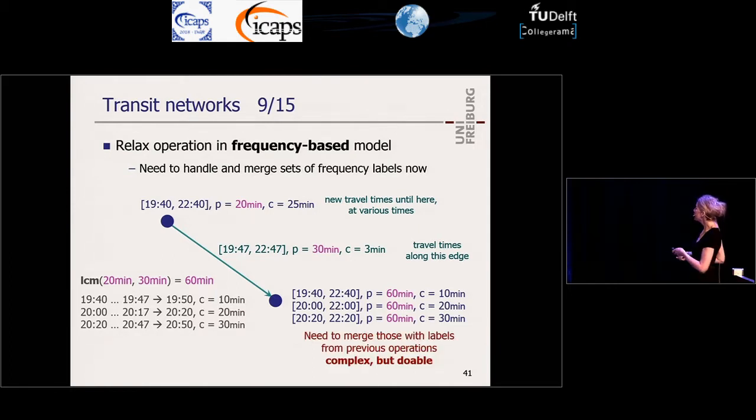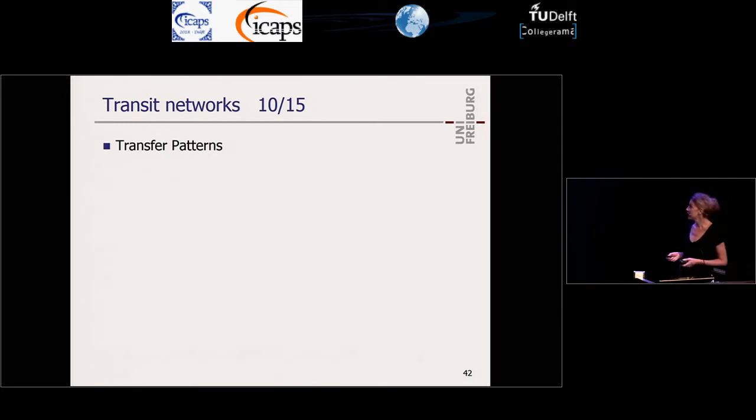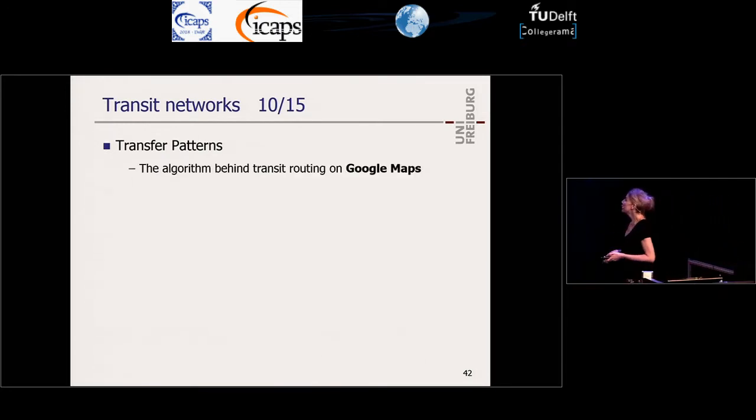And now you have to merge those with the previous labels, and it gets really messy, but you can do it, and it actually pays off if you have a lot of periodicity, right? So here's one algorithm which I want to show you for transit, and it's the last one which I will show you. It's the algorithm which is behind transit routing on Google Maps.